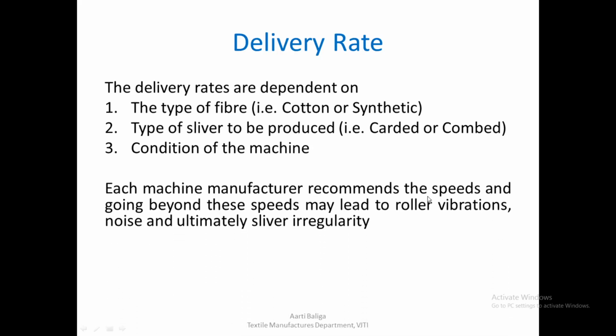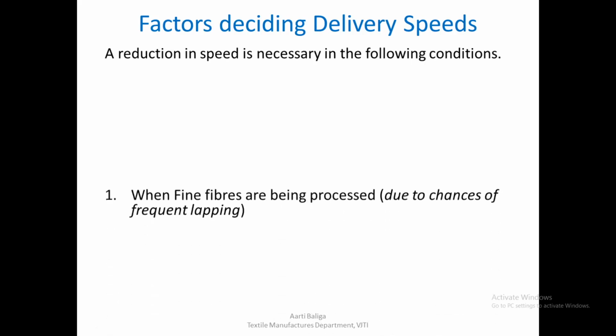Each machine manufacturer recommends the speeds, and if you go beyond the recommended speed, it may lead to roller vibrations, noise, and ultimately sliver irregularity, which we do not want. So factors deciding delivery speed: a reduction in speed is necessary in the following conditions.